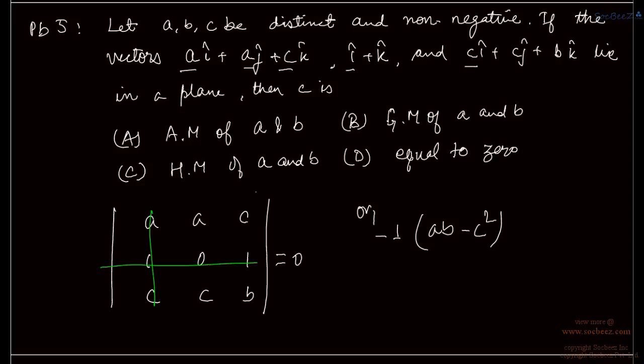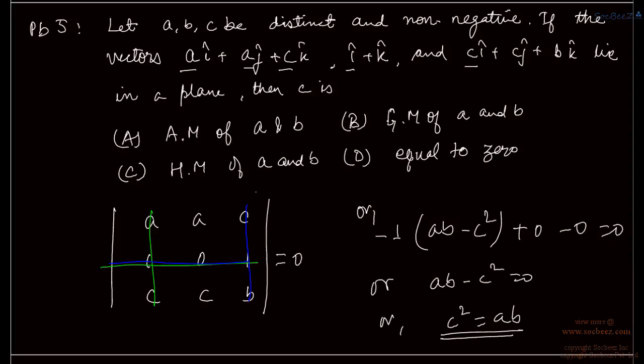So we expand it by, say, this. So we have minus 1 AB minus C square, and then this is 0, and then expanded through this, we have AC minus AC, which is also 0. So plus 0 minus 0 is equal to 0, or we have AB minus C square is equal to 0, or we have C square is equal to AB.